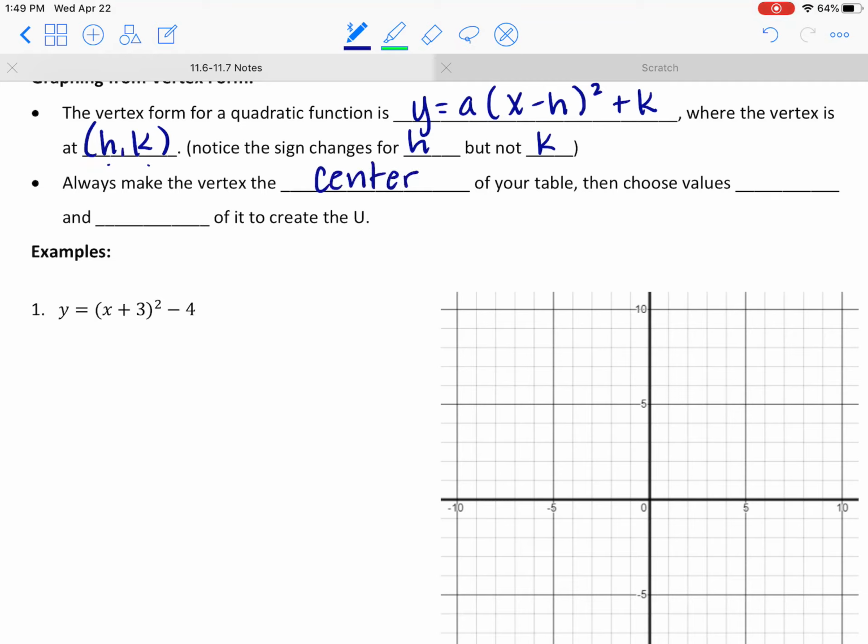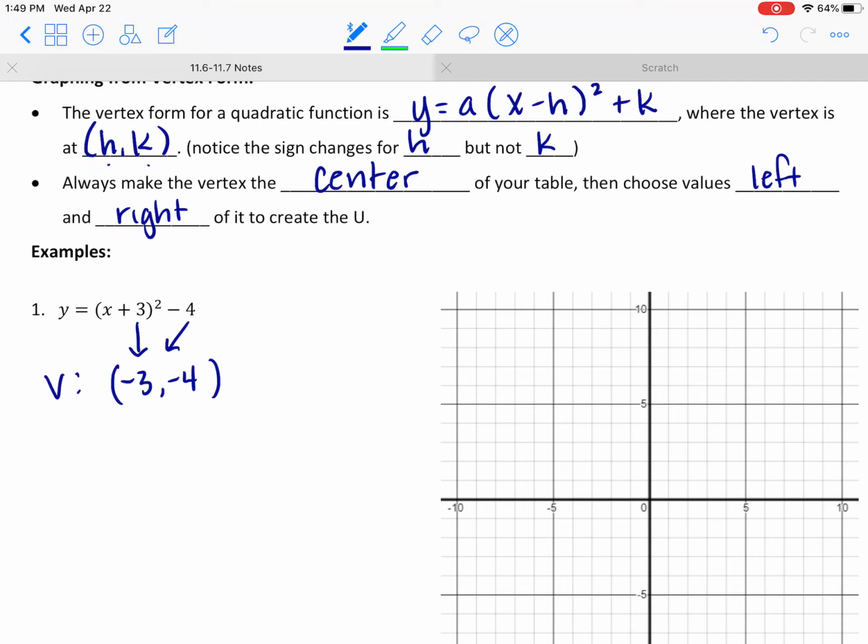So if we have a quadratic function in this form, we can literally pick out the numbers to figure out where our vertex is. So we need to make that vertex the center of the table, and then we're just going to choose values to the left and right of that vertex to create the entire U shape on our graph, okay? So this is vertex form. Whenever you see the parentheses in the square, that's your clue that this is vertex form.